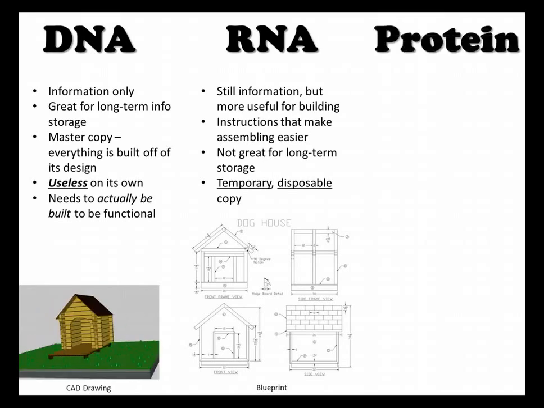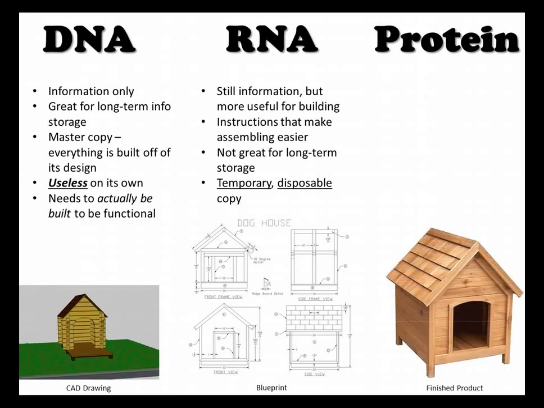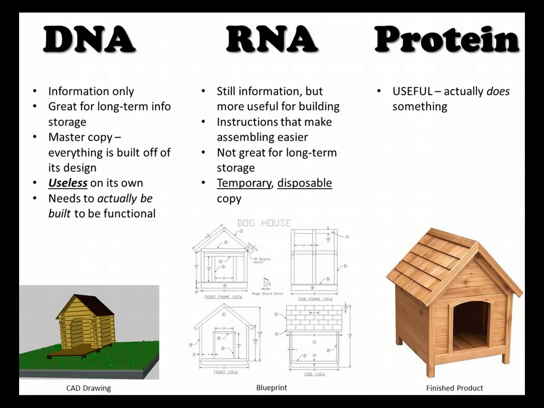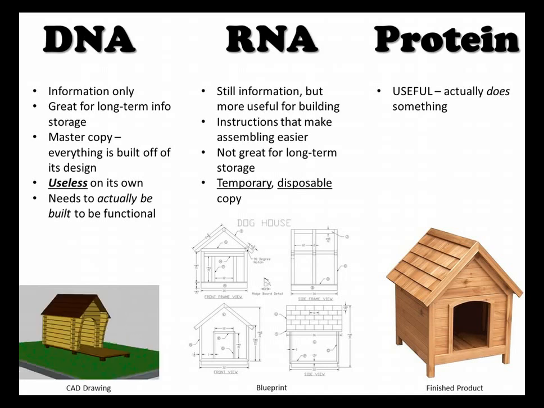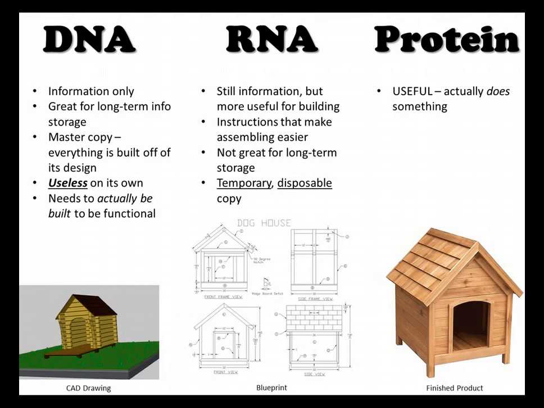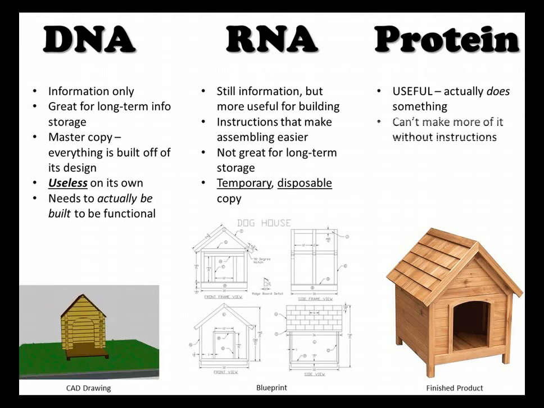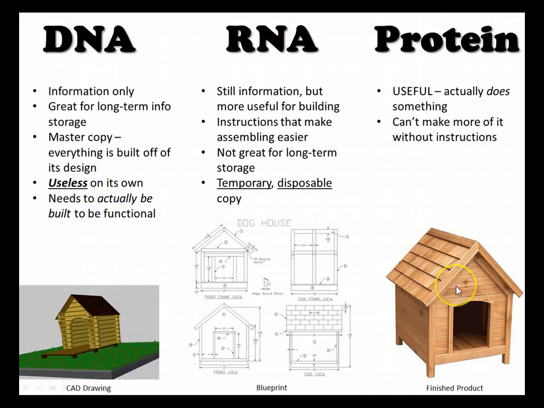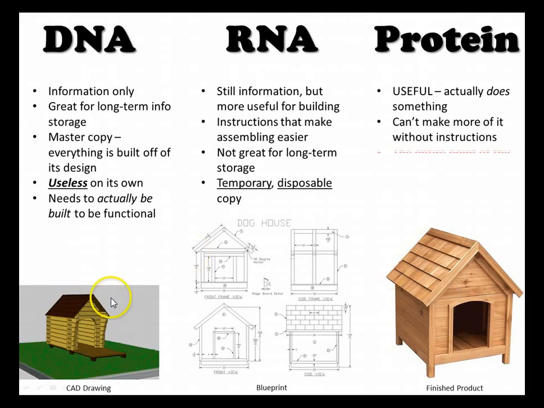Let's talk about the final thing, the thing that we've been dancing around for a while: protein. Protein in this case is the finished product. This is useful. It does something. This is what your dog could actually sleep in and wouldn't give you the stink eye for making a 3D drawing for. Your dog would be very happy with this. This is the point of it. However, you cannot make more dog houses or more protein without those instructions. You can't just say, copy the dog house. You have to go back to the DNA or the RNA before you can make more of this. So it's useful, but if you want to make more, you have to start at the beginning here.